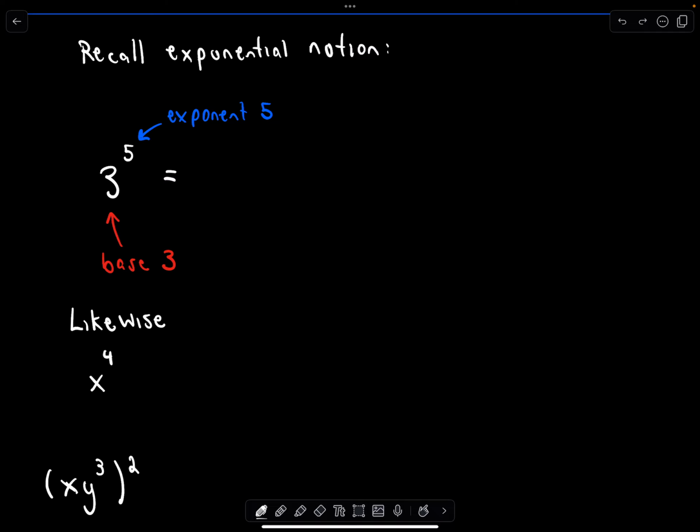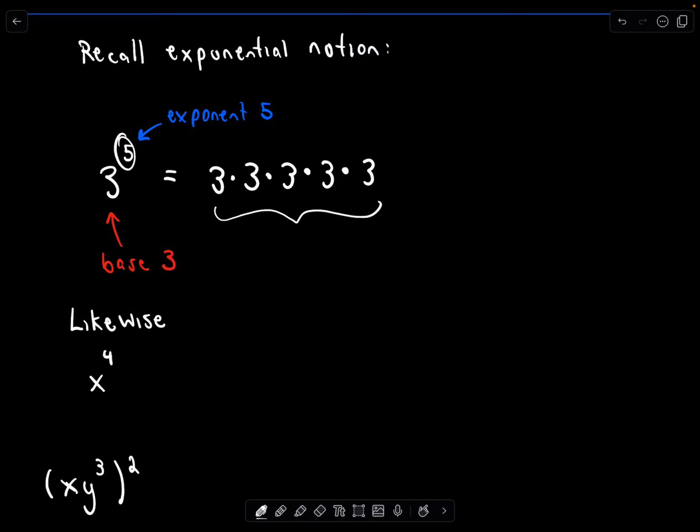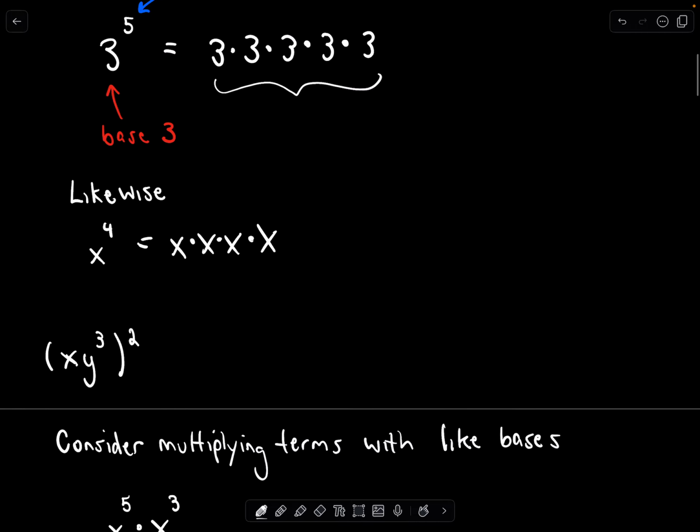So 3 to the 5th, that says I have the base of 3, but it's going to be multiplied by itself 5 times. So 3 times 3 times 3 times 3 times 3, and whatever that equals, that's going to be our solution. That's what 3 to the 5th is equal to. All I really care about is that when we write this exponent, we're really talking about repeated multiplication. So if I had x to the 4th, what would that mean? Well, in that case, it just simply means we have x times x times x times x. We've got 4 x's being multiplied together.